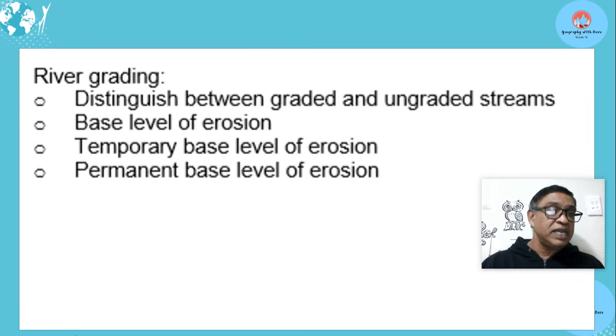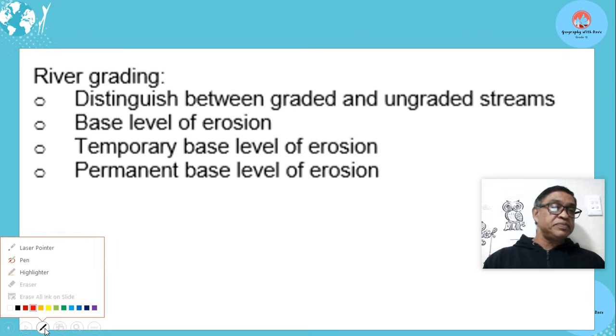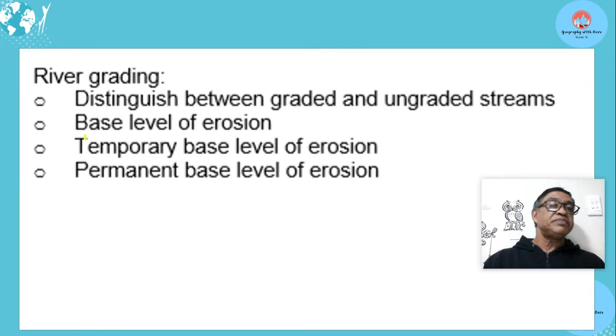Let me get my highlighter in here first. All right, my highlighter. Of course, the concept of river grading. Then we have to distinguish between graded and ungraded streams. We have to look at what is base level of erosion in terms of temporary base level of erosion and permanent base level of erosion. Okay, so let's get going.